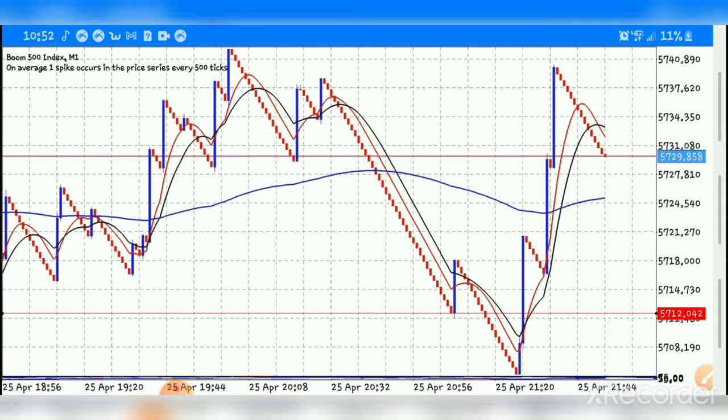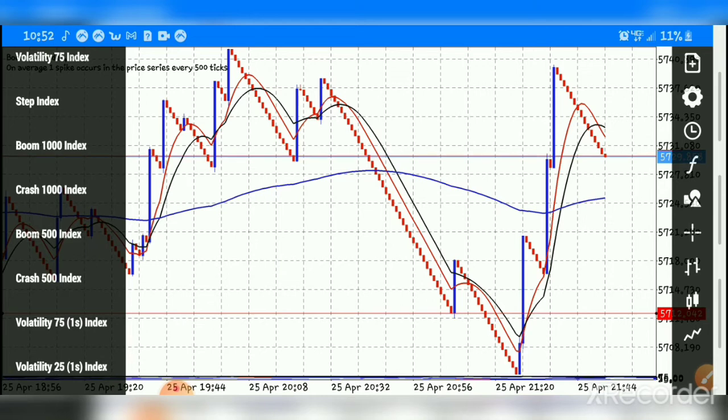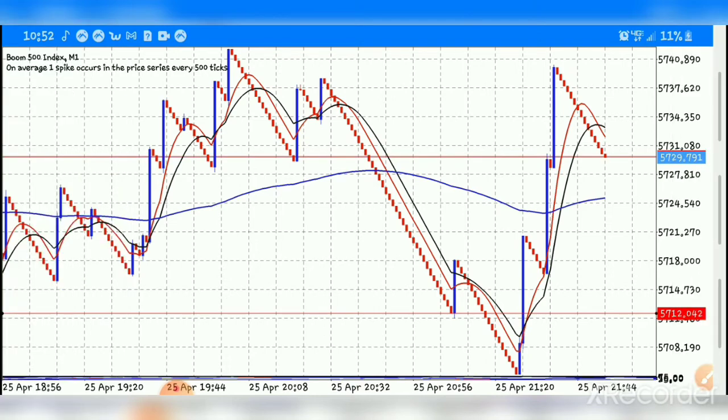Whereas for crash 1000 and crash 500, the normal trend is uptrend. So it means if you want to trade the normal trend, you will place a buy trade. But if you want to trade the spikes, you place a sell trade.